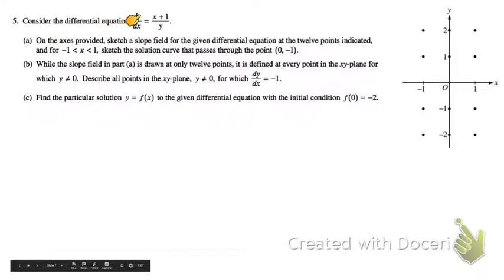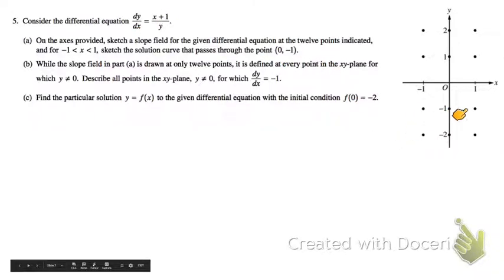It says, consider the differential equation dy/dx equals (x plus 1) over y. Part A, and this is actually a complete free response question. This would be worth 9 points. It says part A, on the axes provided, sketch a slope field for the given differential equation at the 12 points indicated, and for -1 less than x less than 1, sketch the solution curve that passes through the point (0, -1). So first things first, to create a slope field, we're going to plug in these 12 points.